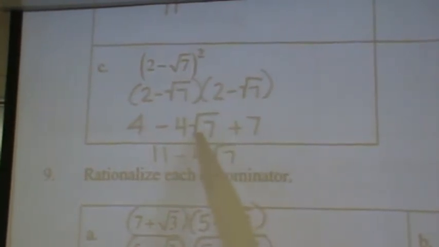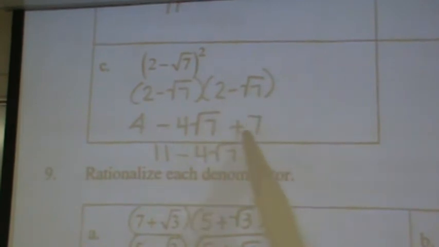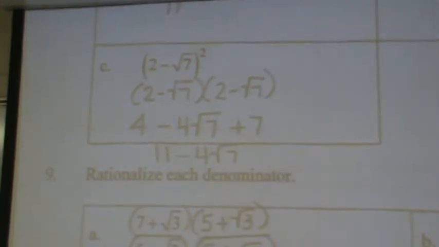C, you've got 2 minus root 7, you've got 2 of them. So you're going to FOIL this out. 2 times 2 is 4. 2 times minus root 7 is minus 2 root 7, and another minus 2 root 7 is minus 4 root 7, and this times this is plus 7. 7 and 4 is 11, 11 minus 4 root 7.